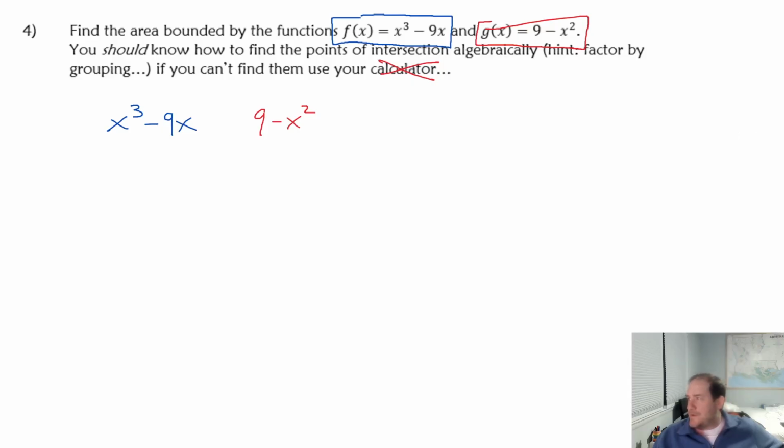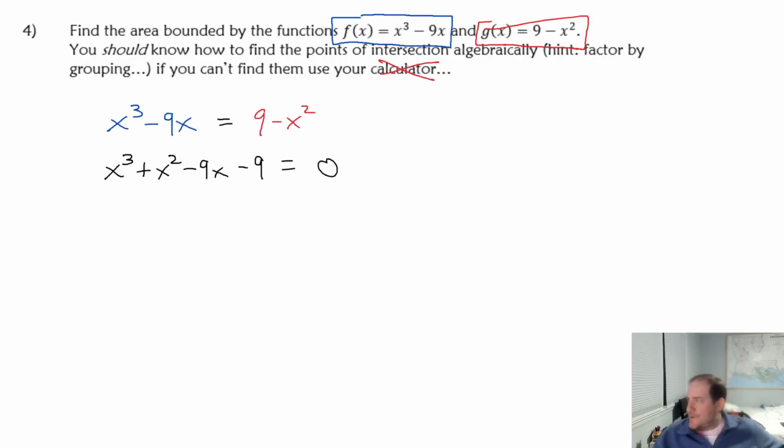And the problem literally tells you how to solve this. It says factor by grouping. But before you factor by grouping, you want to get into standard form. So leave your x cubed over here on the left, and then add x squared to both sides. And leave your minus 9x over here on the left, but subtract 9 from both sides. Next thing you know, you've got your right-hand side set equal to 0.